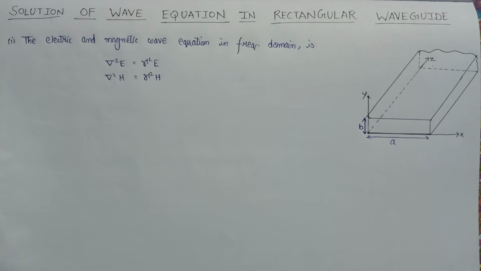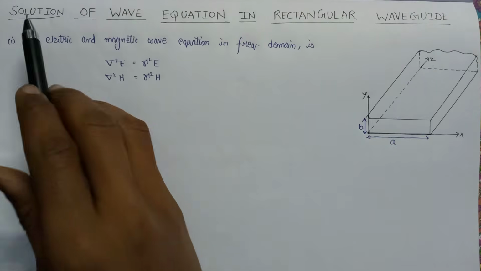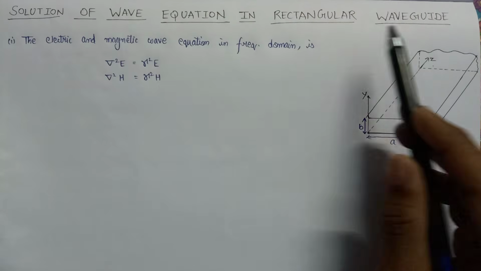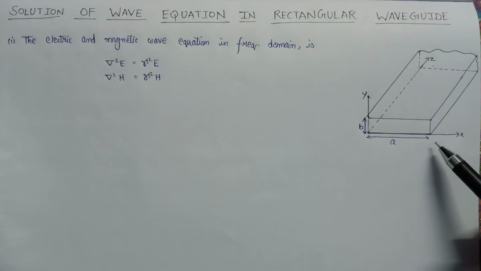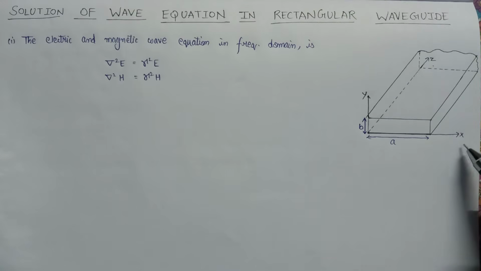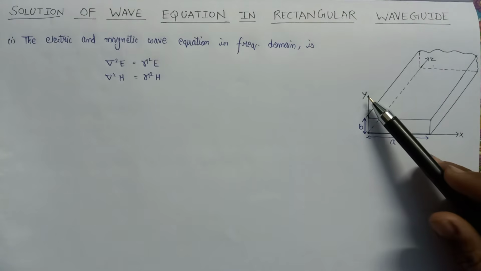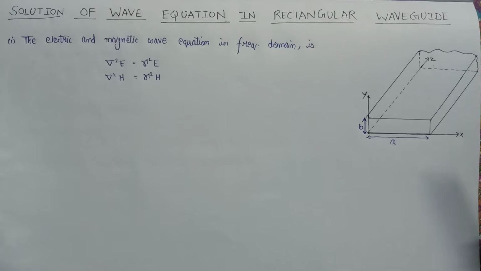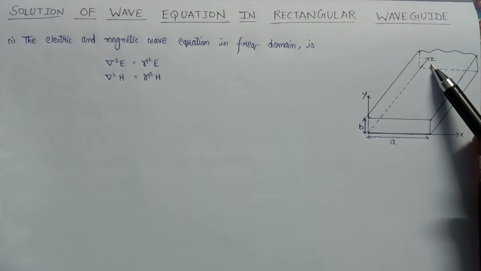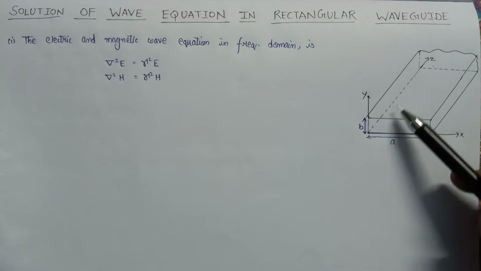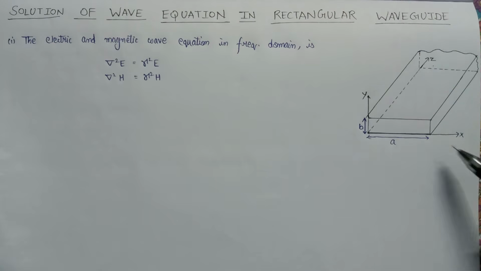Welcome all. In this lecture, we are going to study the solution of the wave equation in a rectangular waveguide. So here is the rectangular waveguide, which has a horizontally oriented x-axis and a vertically oriented y-axis. Let us assume that in this waveguide, the wave is propagating in the positive z direction. So this z-axis is perpendicular to both the y-axis as well as the x-axis.